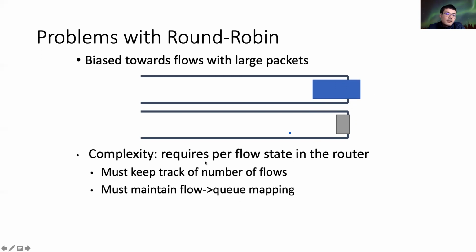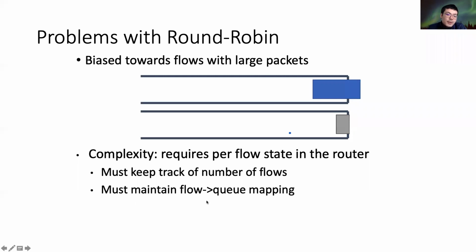Another complexity is that you must keep track of the number of flows. How many different key-value pairs? No, not here, the IP pairs and port pairs. And then for each flow, you should maintain a queue, and make sure it's not abusing the space.